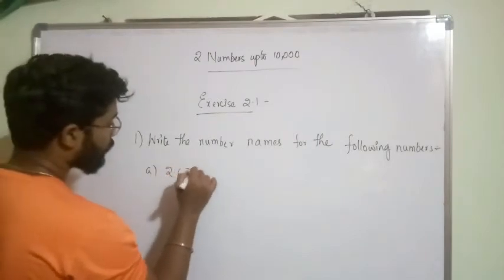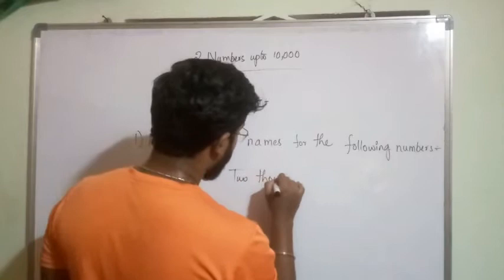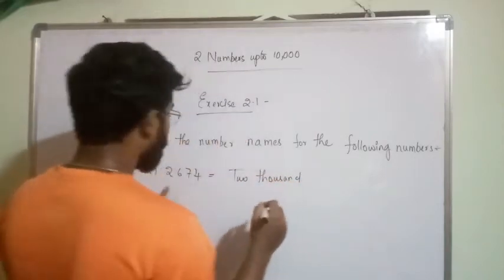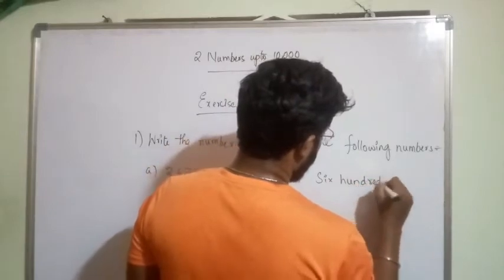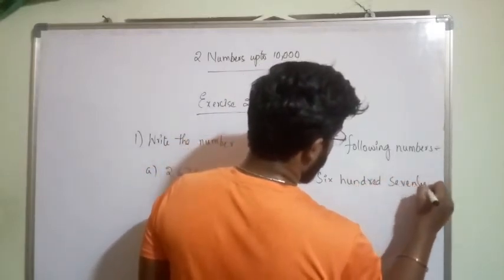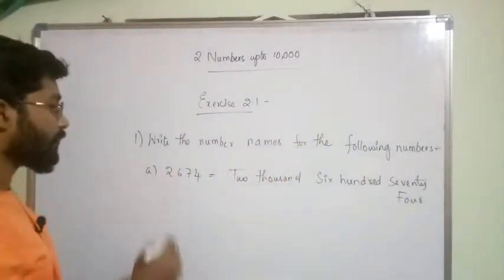2674 means 2000. Here: ones place, tens place, hundreds place, thousands place. 2 in the thousands place, 2000. 6 in the hundreds place, 600. 7 in the tens place, 7 into 10, 70. 4 in the ones place, 4. Okay, 2674. By seeing it you can directly write.